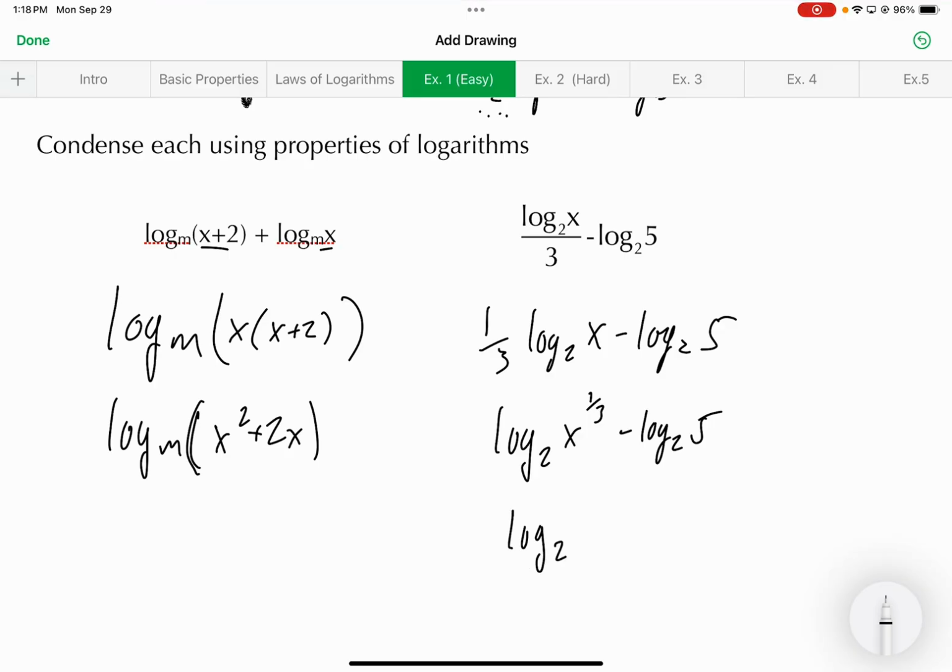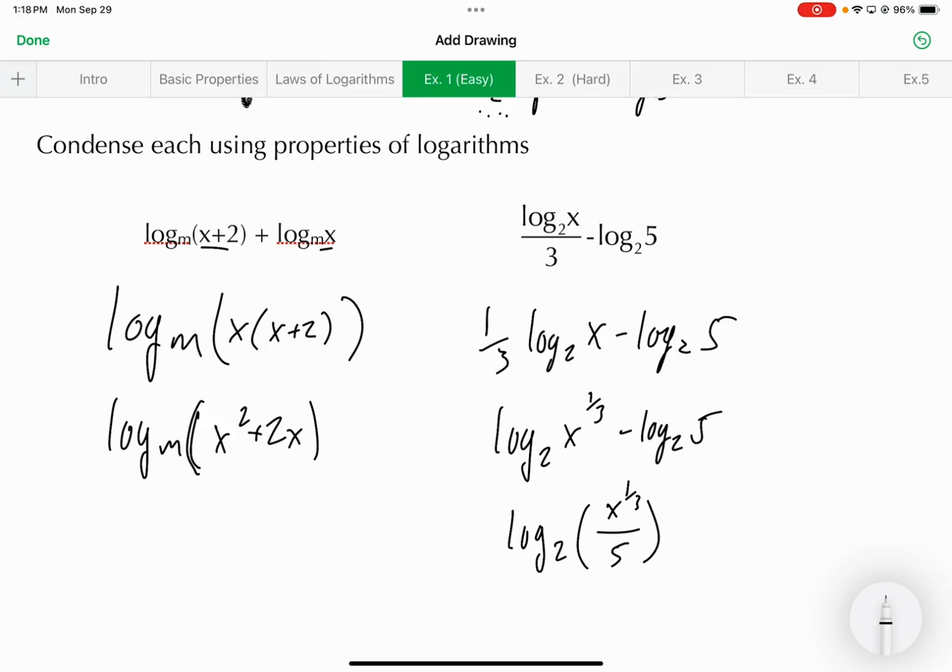So log base 2 of what? What goes inside of my log? X to the 1/3 over 5. So it should look like that.